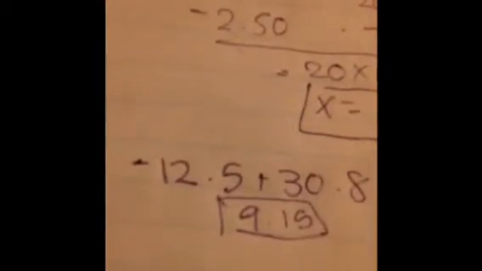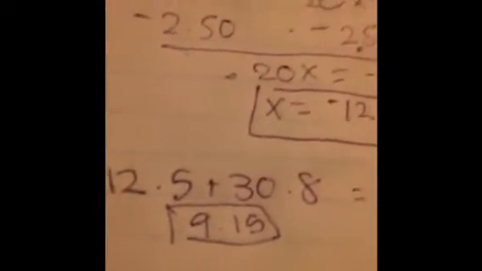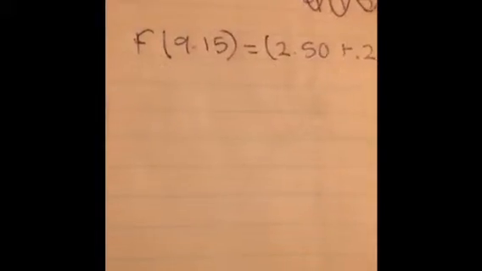We then are going to take our 12.5 plus 30.8, and we get 18.3. We're going to divide that by 2 and get 9.15. Plug in 9.15 into where all our x's were. After we write out this equation, we are going to then do them.